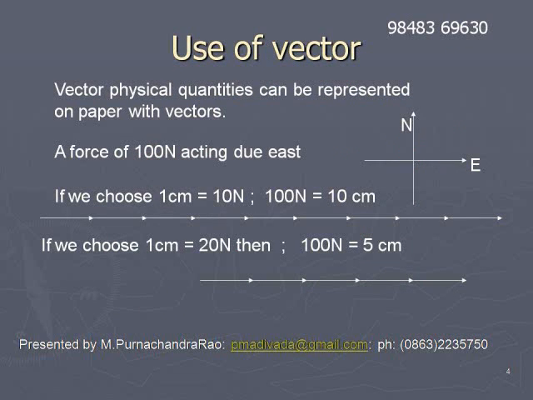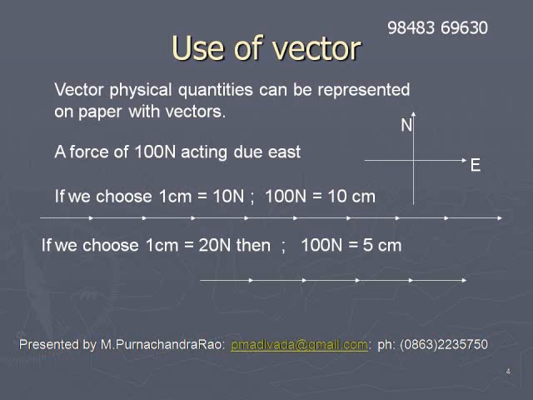What is the use of a vector? How is it useful for us? We know there are several physical quantities which we have already learned. Among them, some of the physical quantities are termed vector physical quantities because they have both magnitude and direction. Those vector physical quantities can be represented on paper with vectors.